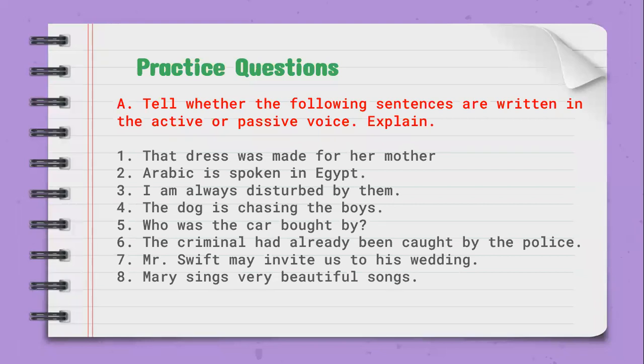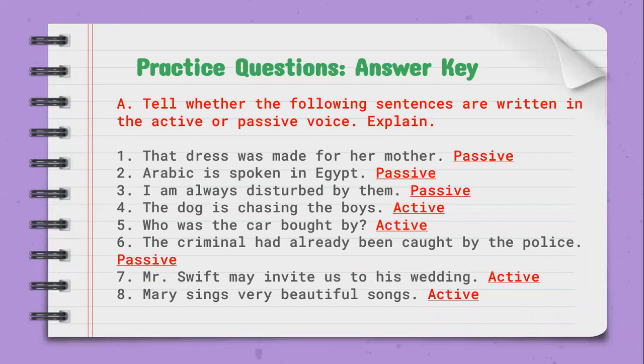Now we have practice questions. In part A, you have to tell whether the following sentences are written in the active or passive voice, and you have to explain. That dress was made for her mother. Arabic is spoken in Egypt. I'm always disturbed by them. Doug is chasing the boys. Who was the car bought by? The criminal had already been caught by the police. Mr. Swift may invite us to his wedding, and Mary sings very beautiful songs. So you have to tell whether each sentence is written in the passive or active, and you have to find out why. So explain it. Try to solve them on your own, and then you have the answer key after each slide.